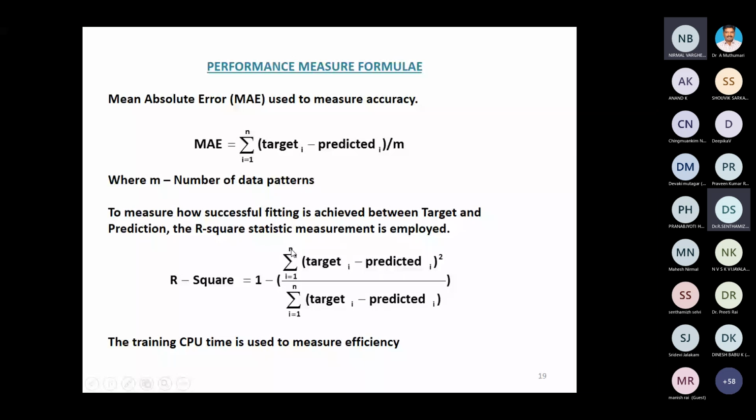Okay. Training CPU time, as I told, will be measured from the system. And with that minimum time, we can say that is the efficiency of the architecture.